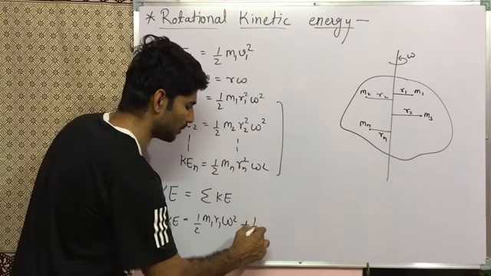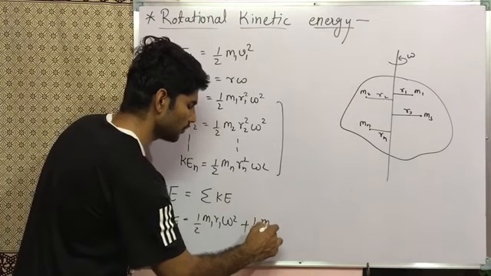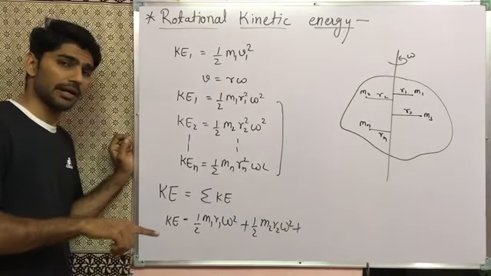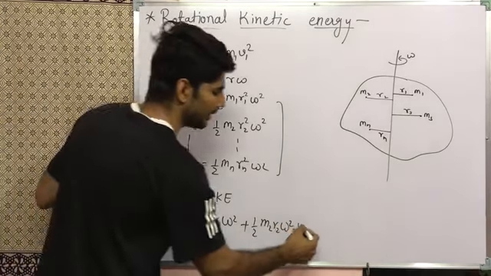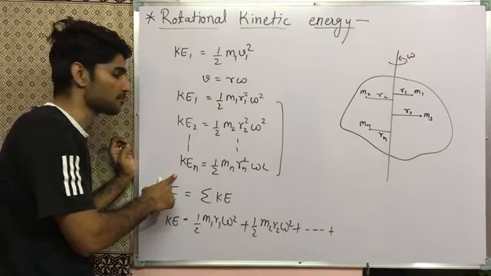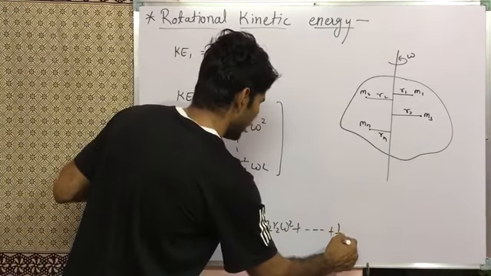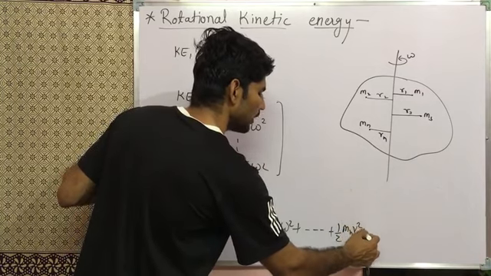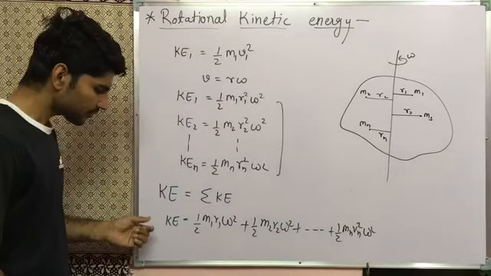This is the kinetic energy of the first particle. Now the kinetic energy of the second particle, half m2 r2 square omega square, plus we add the kinetic energy of the third particle, and we keep on adding till the kinetic energy of the last particle, which is half mn rn square omega square.